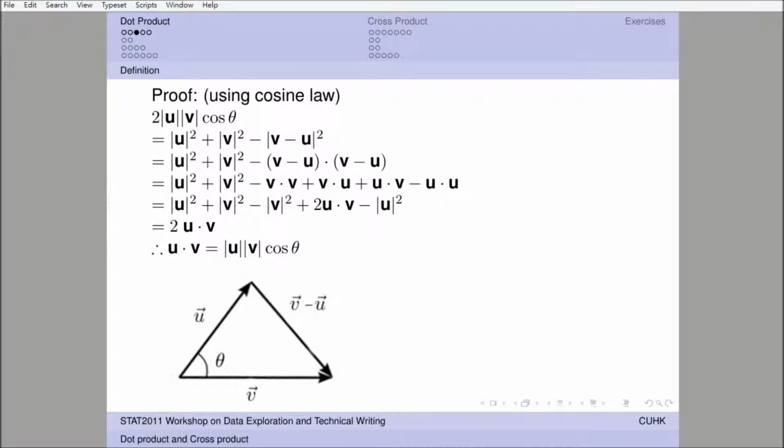Here is the proof of u dot v equals to the product of magnitudes of u and v and cosine theta. By cosine law, 2 times the length of vectors u and v times cosine theta can be written as square of length of u plus square of length of v minus square of length of v minus u. After calculations, we get 2 times vector u dot v. Therefore, u dot v equals to the product of magnitudes of u and v and cosine theta.